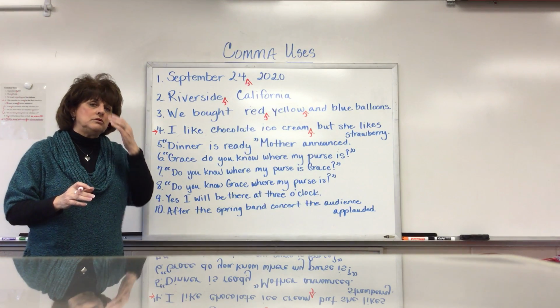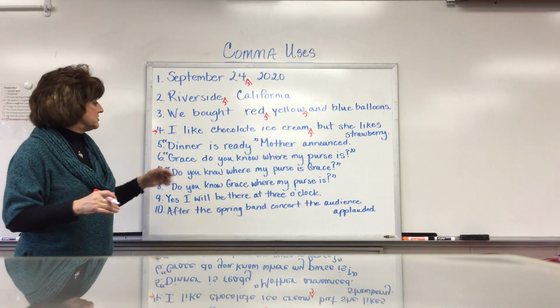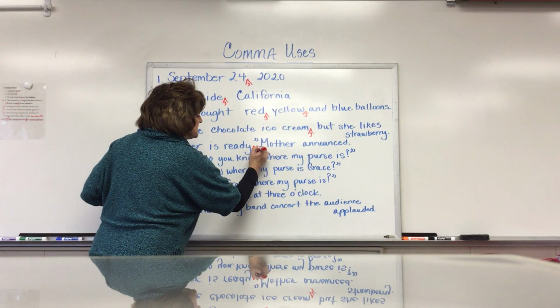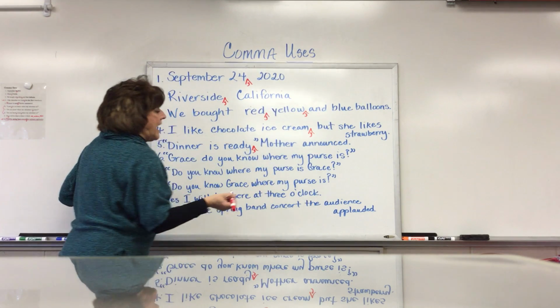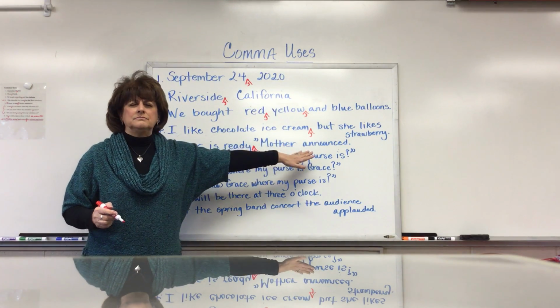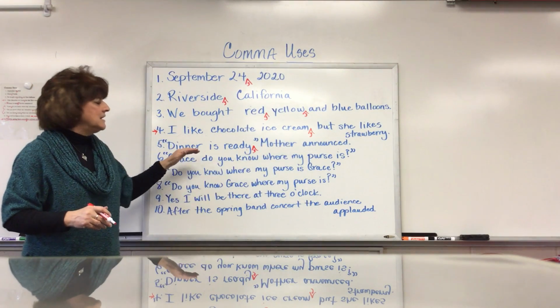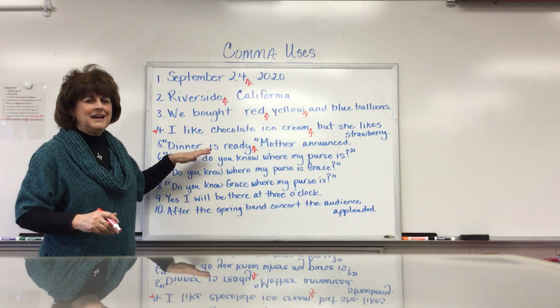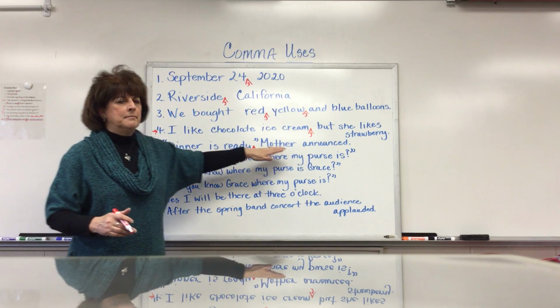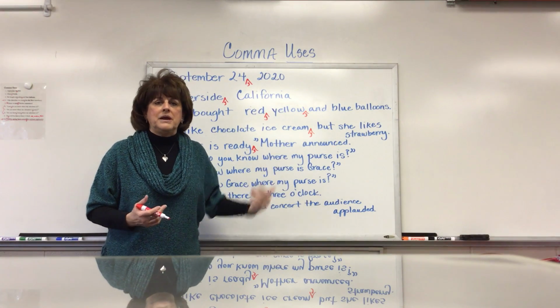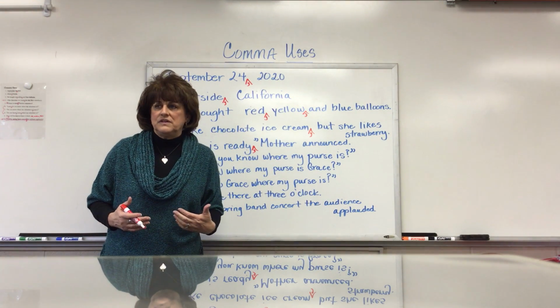There are several rules about dialogue when people are talking. You've got to have a comma when the person stops talking and they just repeat what's being said. For example, if Mother was talking and she says, dinner is ready, she's not going to say, dinner is ready, Mother announced. I'm not going to say, Mrs. Murdoch said, look at page 15. I'm just going to say, look at page 15.